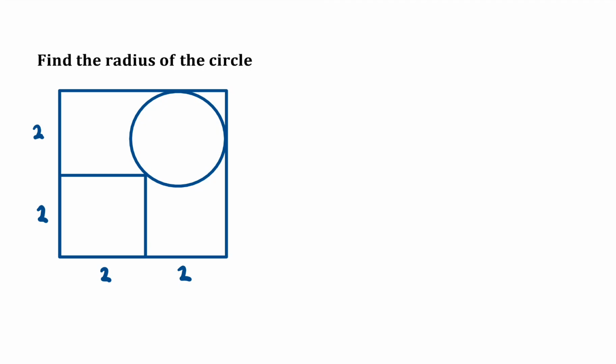So here we have a square of side length 4 with another square of side length 2 and a circle inside it. Let's find the radius of the circle. So I'm going to draw a diagonal, as shown, from the bottom left corner to the top right corner of the square. And let's first find the length of this yellow region here.